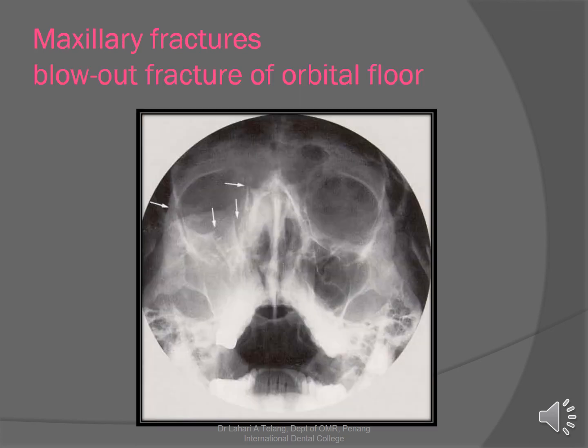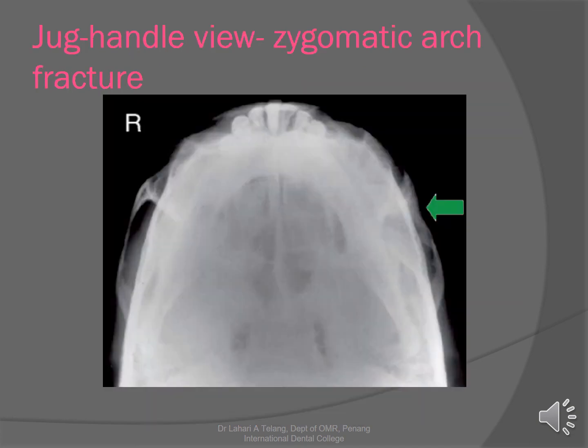Maxillary fractures are generally more complicated than mandibular fractures, the reason being that the maxilla is a more complicated bone with a lot more structures in there. This is an example of a blowout fracture of the orbit. The radiograph taken here is a PNS view, and you can see that the right side of the orbital floor is showing signs of fracture, and even in the lateral wall of the orbit there is a breach in the continuity of the radiopaque line, which shows signs of fracture.